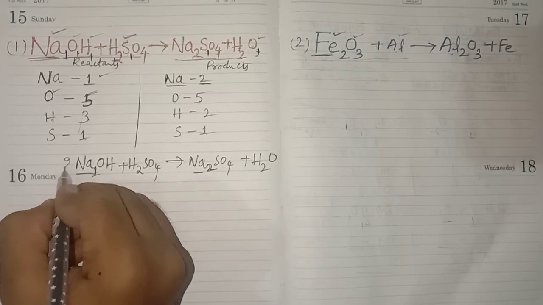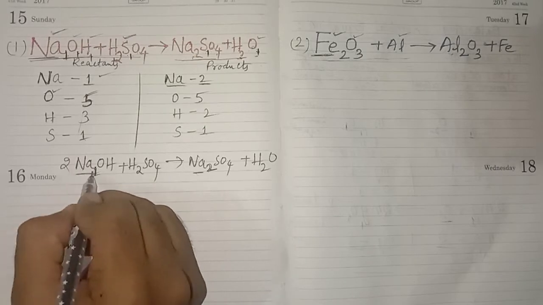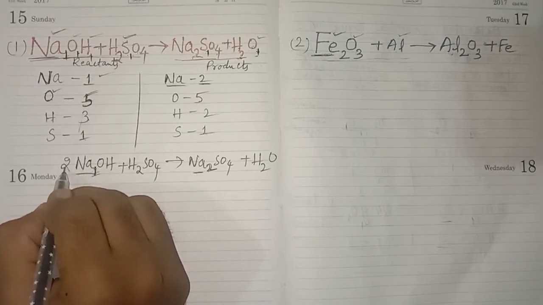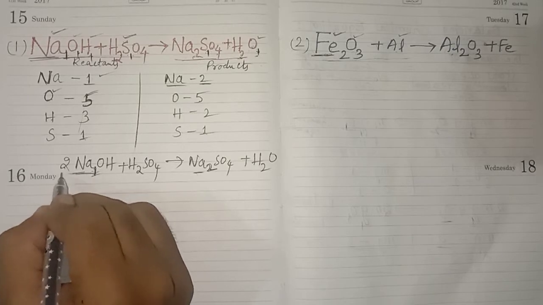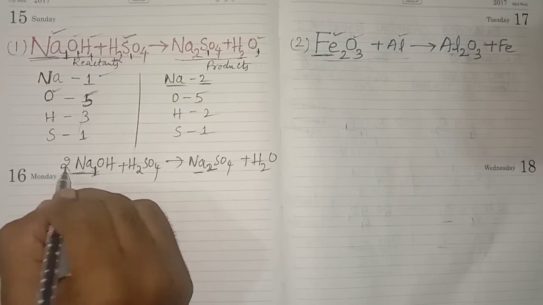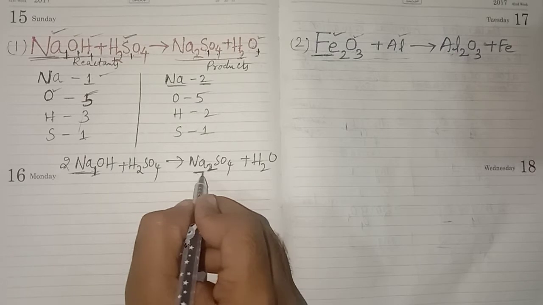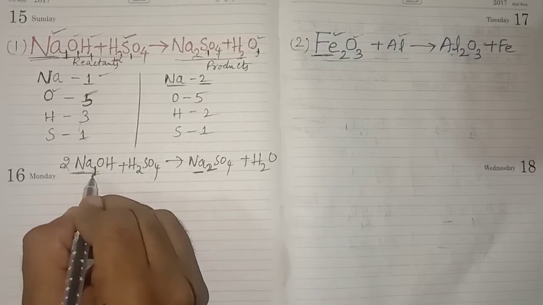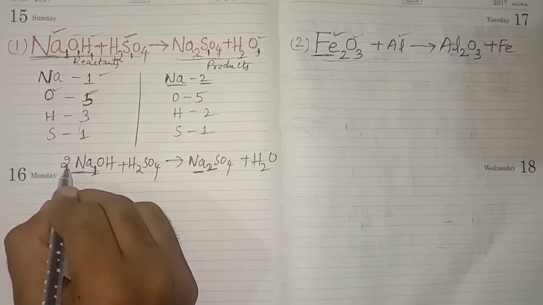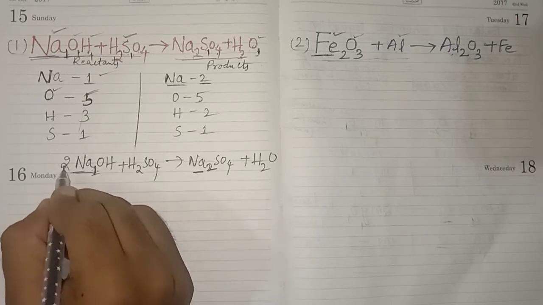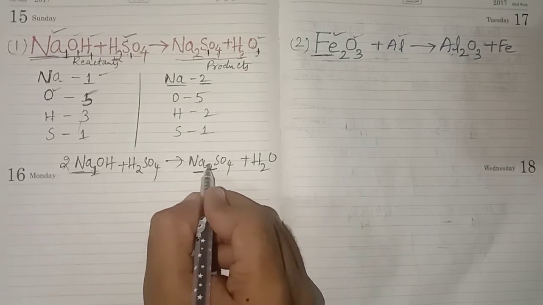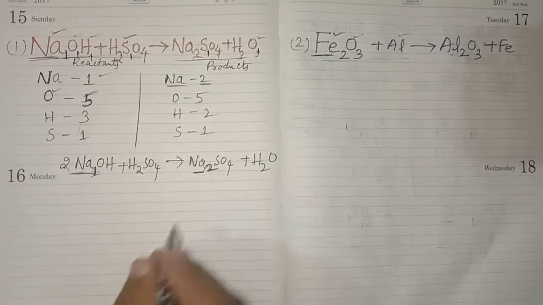So write the coefficient 2. 1 into 2, you will get 2. The number of atoms becomes 2. So 1 into 2 is 2. How many atoms at the RHS side? 2. We have converted this one as 2 by writing the value 2 as the coefficient. 1 into 2 becomes 2. Here 2. So sodium is balanced.